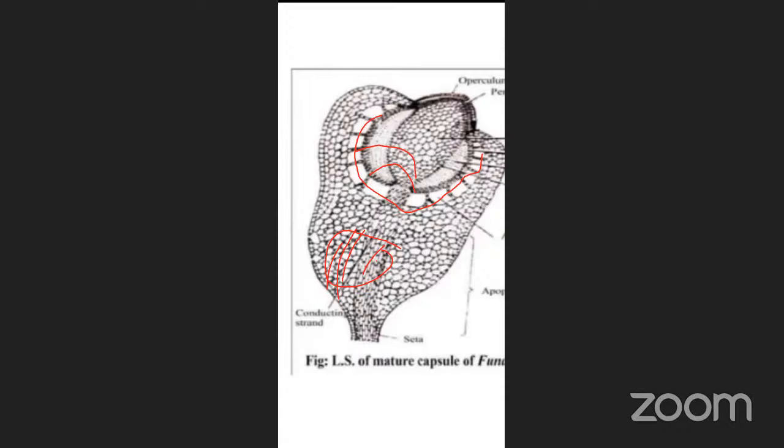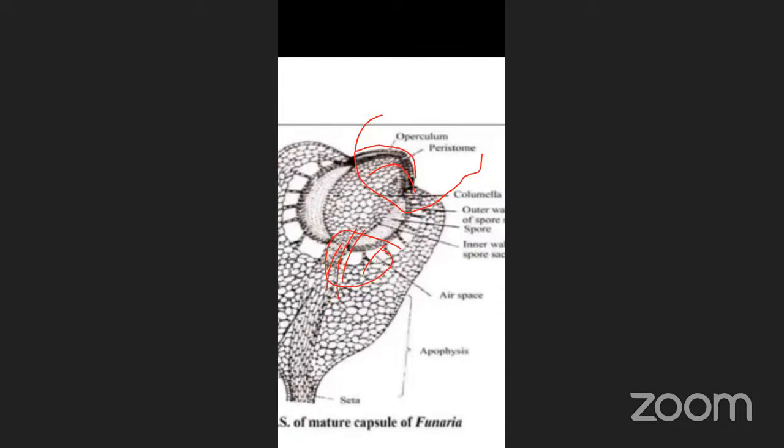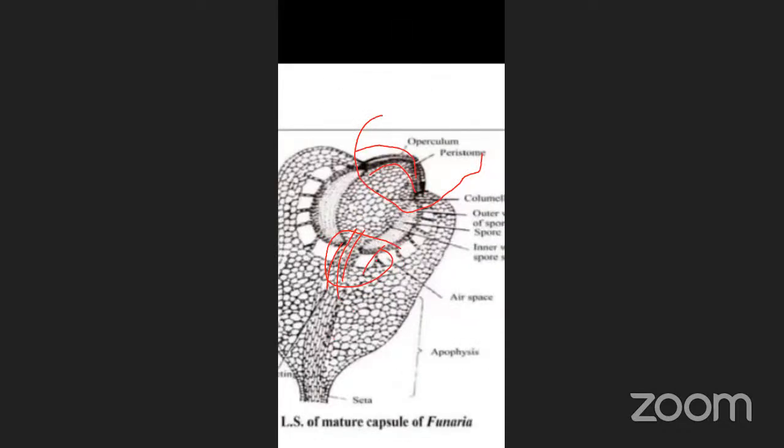Each air chamber is divided by a single layer of cells, that one we call the trabeculae. That one is also parenchyma tissue. Okay. So here, surrounding the lid of the capsule, a ring of cuticularized epidermal cells is there. That one we call the annulus, which helps in spore dispersal. Annulus, this is the annulus. A cutinized annulus is present.